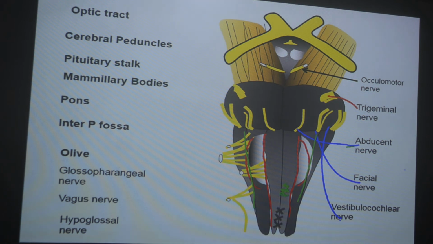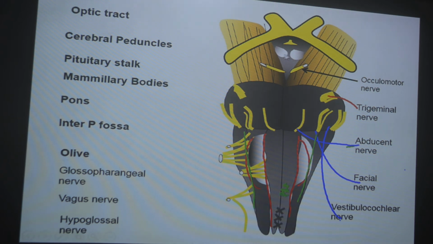So all the muscles of movement of the eye, the extraocular muscles, are supplied by the 3rd cranial nerve, except 2 muscles. One is the lateral rectus muscle, which is supplied by the 6th, and the superior oblique muscle, which is supplied by the 4th. So the mnemonic which is used usually is LR6 SO4. So LR6 means the lateral rectus is supplied by the abducens, which is the 6th cranial nerve, and the superior oblique is supplied by the 4th cranial nerve, which is the trochlear nerve.